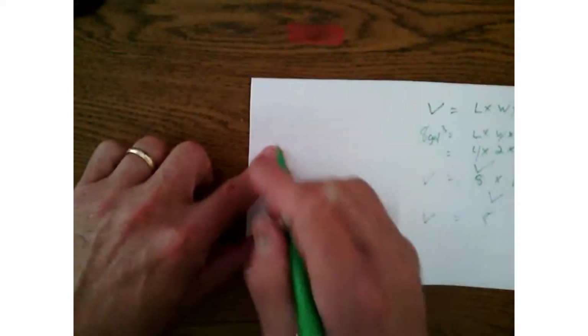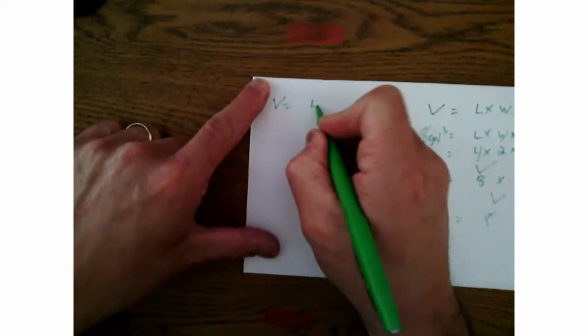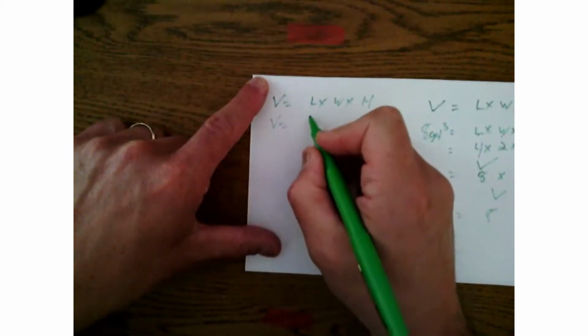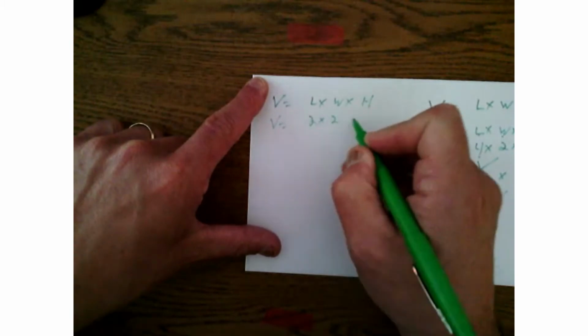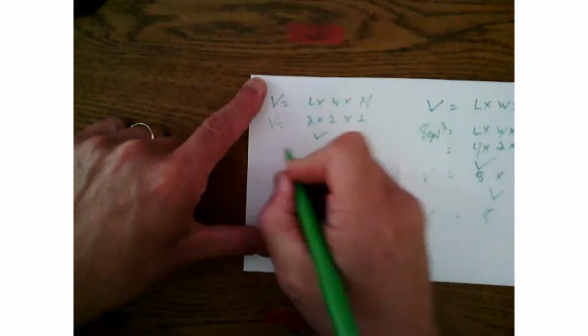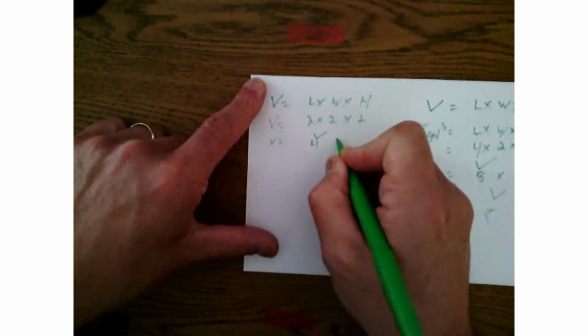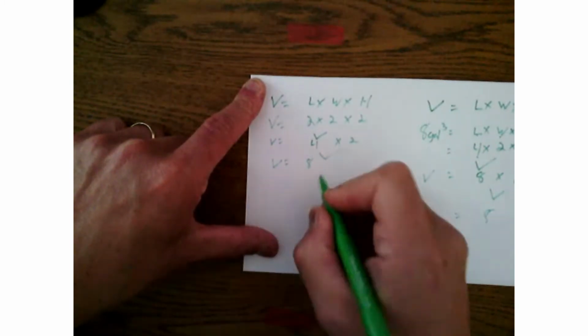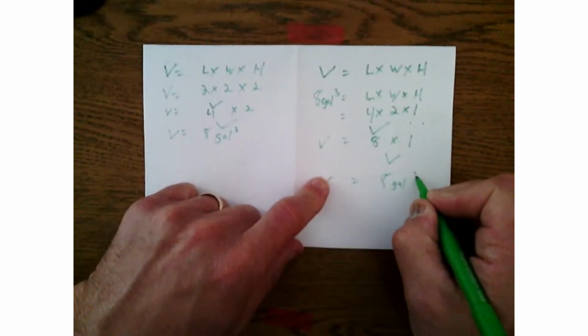There are other combinations I could try to get to 8. Volume equals length times width times height. What if I did 2 times 2 is 4, times 2? Oh, I can get 8 this way. Volume equals 2 times 2 is 4, times 2 is 8. This is gallons cubed. There are other combinations too, like 8 times 1 times 1. You could use other combinations if you like.